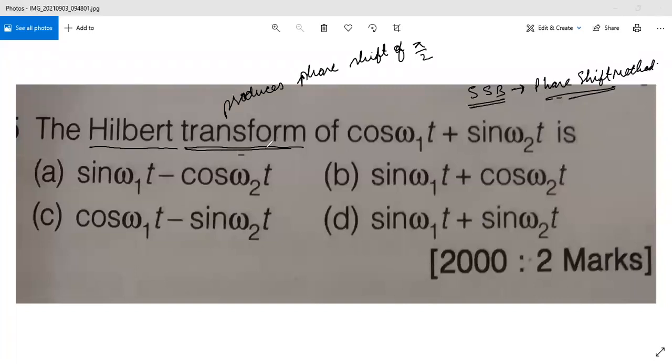Yes. So Hilbert transform क्या करता है? किसी भी signal का जब हम Hilbert transform लेते हैं, in that case उसके जितने भी कंपोनेंट्स हैं, that will get a phase shift of pi by 2. So यहां पर हमारे पास cos omega 1t sin omega 2t ये सिग्नल है. So what we can see here, the phase shifted version of this signal is... So we have four options, among these which will be the appropriate answer.